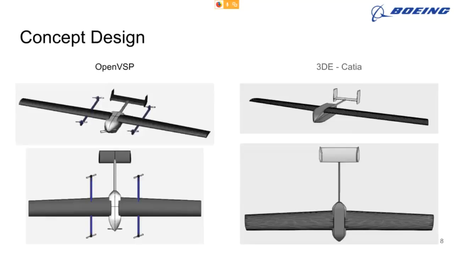This is our concept. On the left, we have our OpenVSP model, and on the right, we have our 3DE model. As you can see on the OpenVSP model, we have 4 vertical propellers to achieve vertical takeoff. And on 3DE, we are working on establishing the best route to implement these vertical propellers.